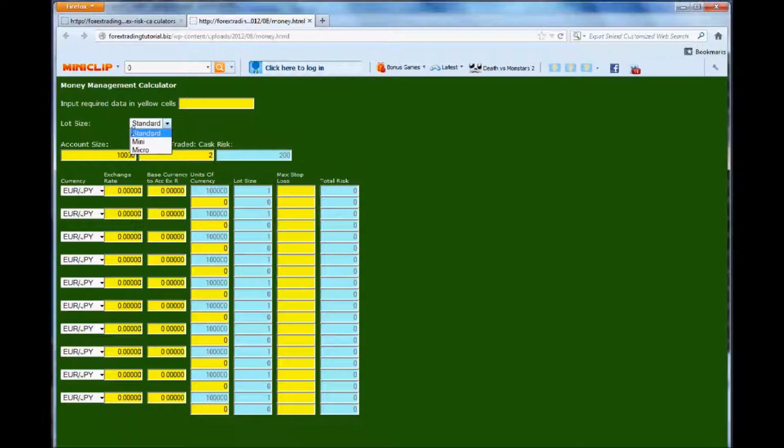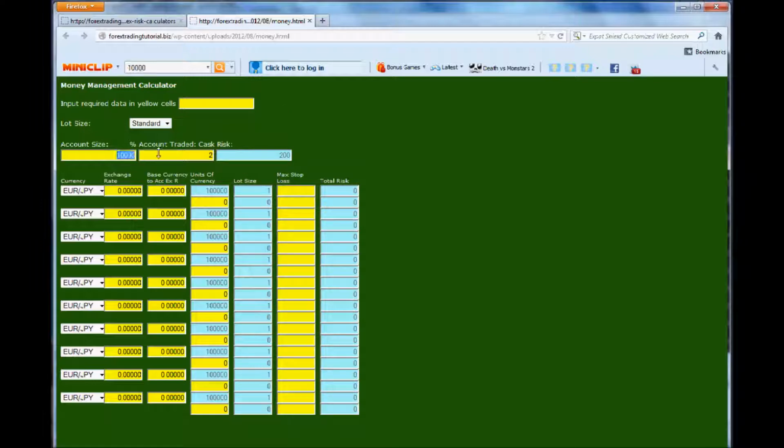Now what we have is standard lots, mini lots or micro lots. All Forex brokers work in standard lots. However, if you're trading Zulu Trade and doing signals, you may want to use the mini lots or micro lots. Their default is mini lots. So I'm going to leave it on standard because we're working it out for our Forex broker.